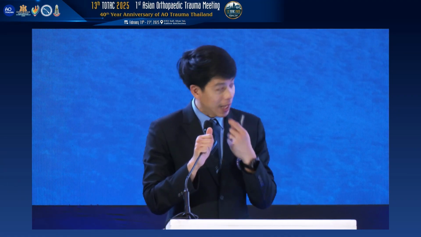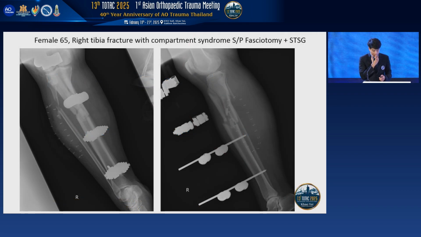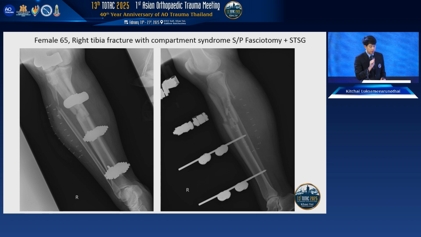Thank you for inviting me to be a moderator and also to present a case for this session. I think it's the easiest one compared to the next two cases. This is a female, 65 years old. She has a right tibia fracture with compartment syndrome. She already had a fasciotomy wound. You can see from the X-ray that there is a staple, and a skin graft on the fasciotomy wound at the lateral side and also the medial side.